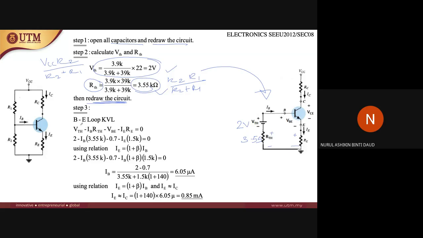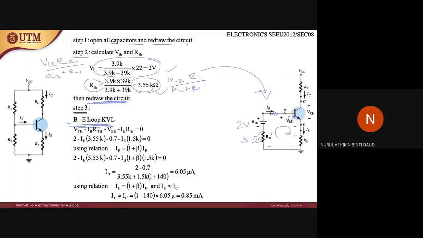All right, so now decide the BE loop. VTH plus IB, the current that flows. I think it is easier if you put the RTH here. IB is the current that flows through the RTH, so VTH minus the potential drop at the RTH, using the current of the base, and then VBE. We know the value of VBE is 0.7.